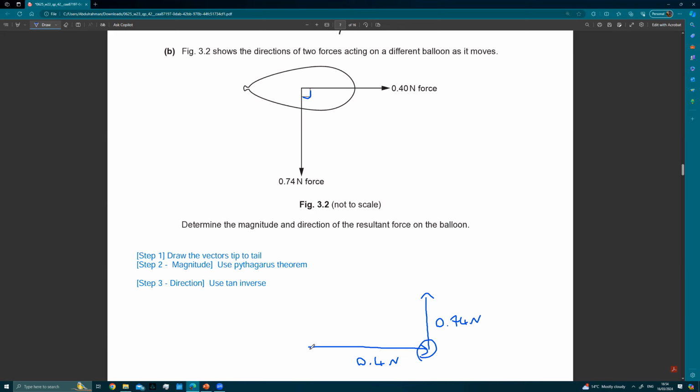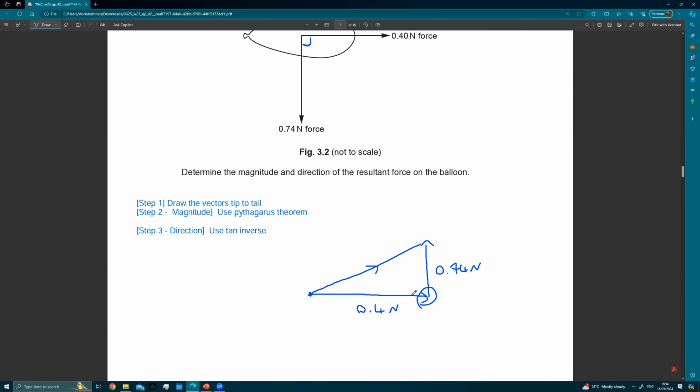And the resultant vector is from where you started. Well, I started here and I ended here. So from the first tip towards the final tail, this is the resultant vector. And you know it's a right angle triangle, so we could use Pythagoras theorem such that a squared plus b squared is equal to c squared. And this is a, this is b, this is c. So we could say that c is equal to the square root of a squared plus b squared. So this resultant vector, c, is going to equal the square root of 0.4 squared plus 0.74 squared.